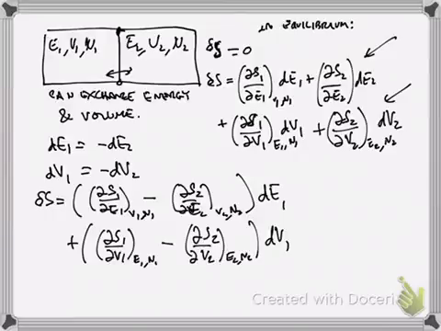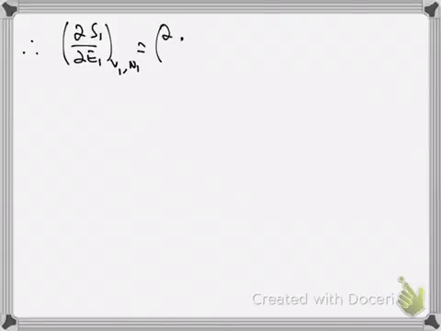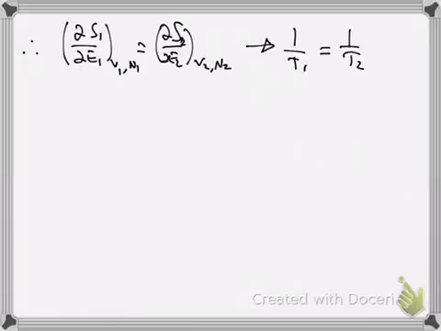They could be anything, right? And we're saying that this whole thing has to equal 0 if we're in equilibrium. So what does that imply? Just like before, (∂S1/∂E1) at constant V1 and N1 must equal (∂S2/∂E2) at constant V2 and N2, which is another way of saying that 1/T1 has to equal 1/T2, right? We already knew that. These two things, if they're in equilibrium, have to be at the same temperature.